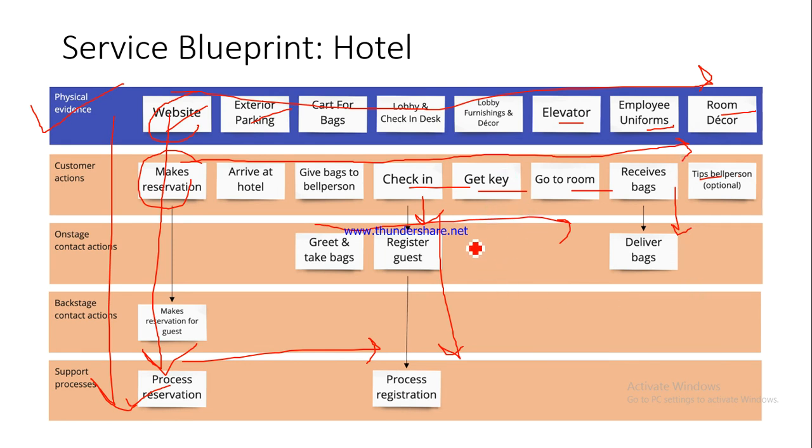For example, herein we can mention, what can we mention here? Get keys. Customer action is get keys. What can the on-stage action be? Provide keys to the guest. So this would be the vertical mapping of the actions.